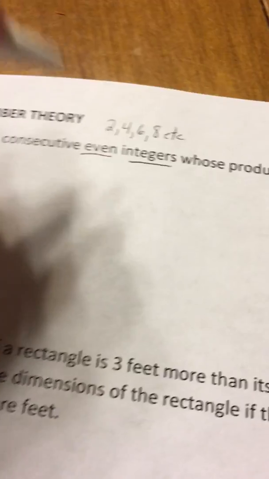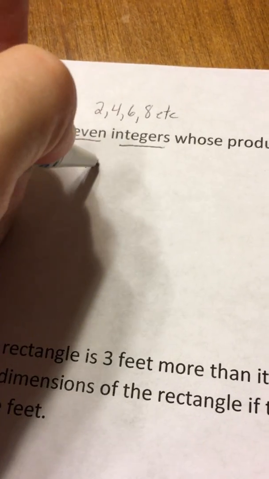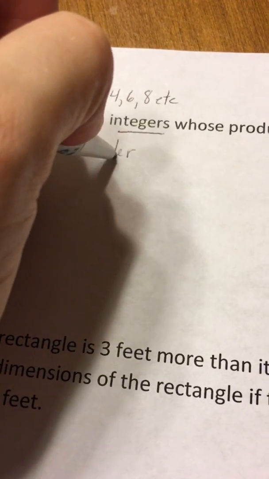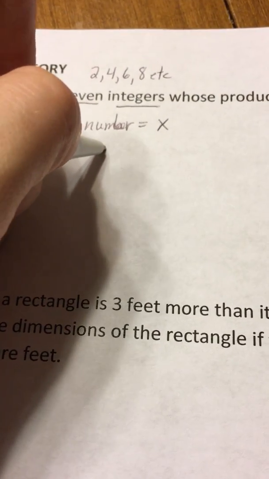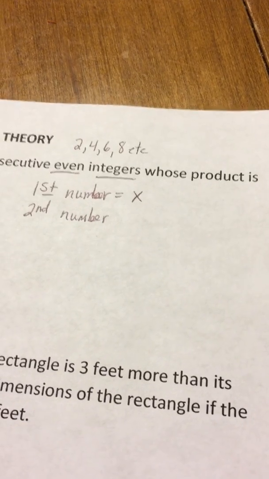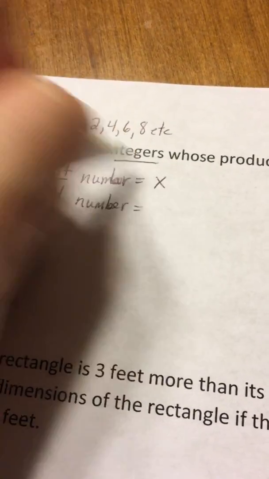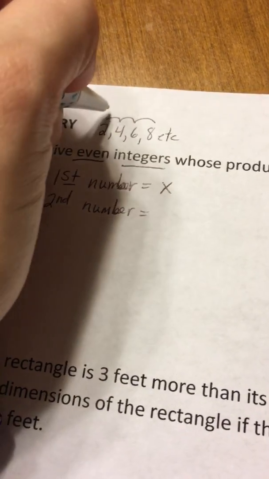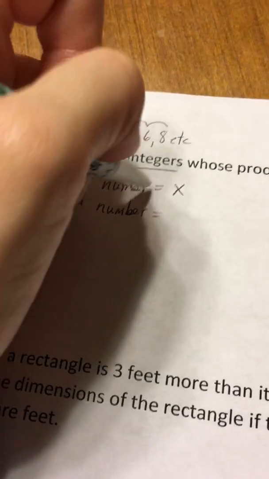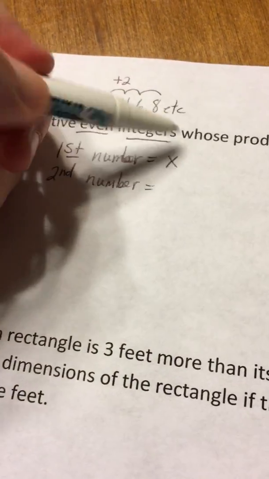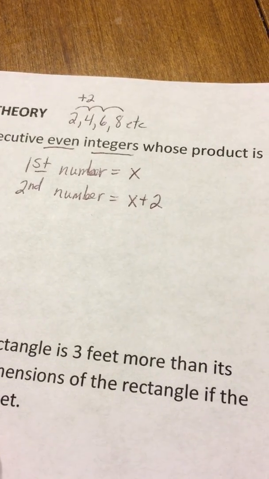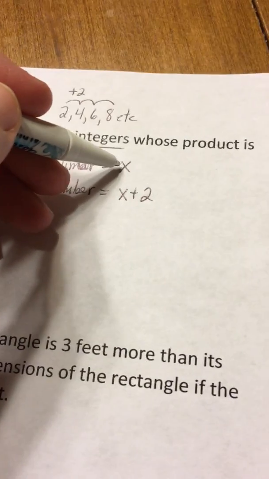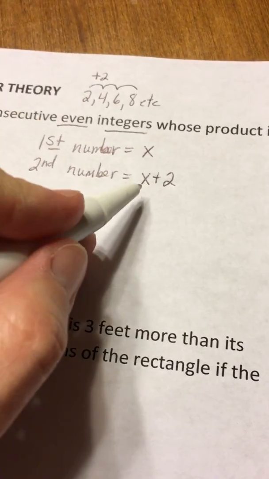Well, if we don't know what those numbers are, the first number could be just called x. Then the second number, if we don't know what it is, but we know it's even, don't we know it's 2 higher? Like if you're going 2, 4, 6, 8, aren't these going up by 2 every time? So if the first number is a mystery number, you put a variable like x, then the second number is 2 higher than the first one. The second number is x plus 2.